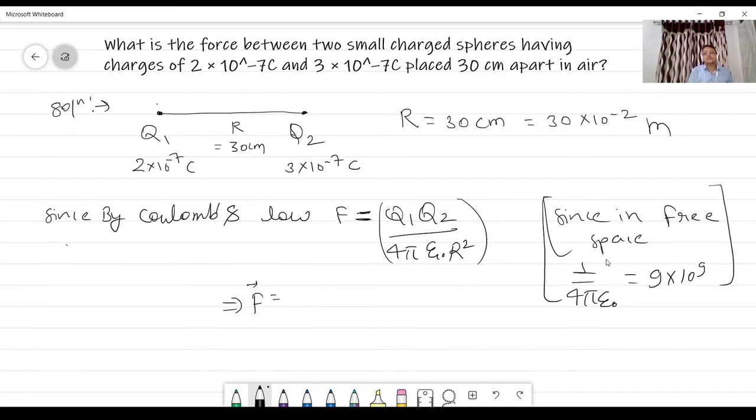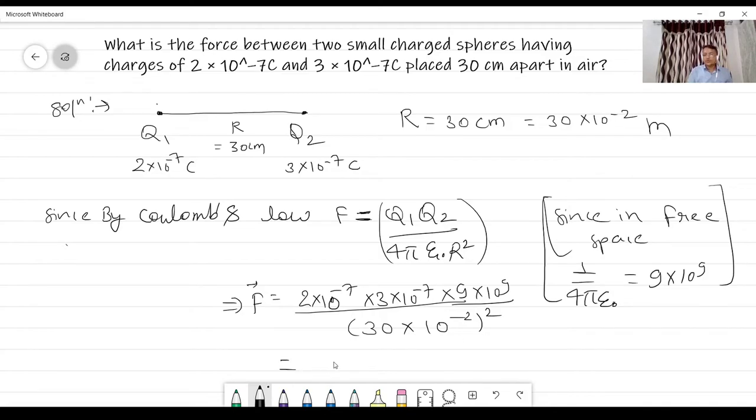Just put this value in this formula. Since 1 upon 4 pi epsilon naught is equal to 9 into 10 raised to power 9, it will come in the numerator. I'm putting all the values of charges and all given values here, and we'll be finding the force. So it will be 2 into 10 raised to power minus 7 as q1, and 3 into 10 raised to power minus 7 as q2, into 9 into 10 raised to power 9, and in the denominator I can put 30 into 10 raised to power minus 2 all square.